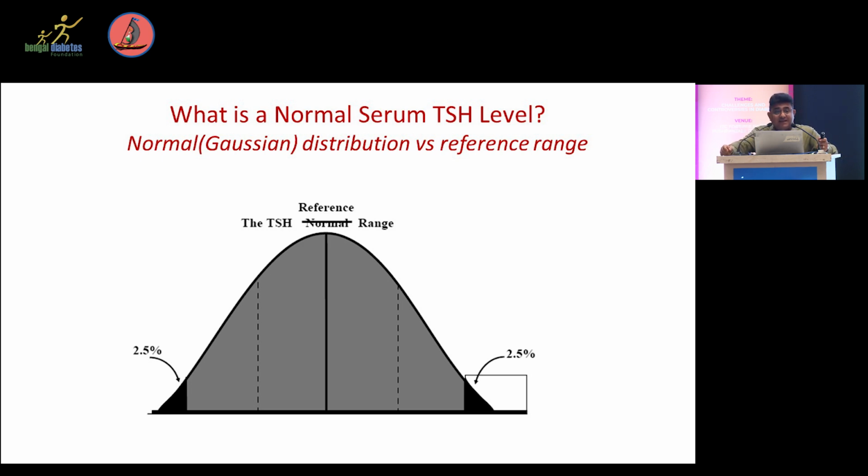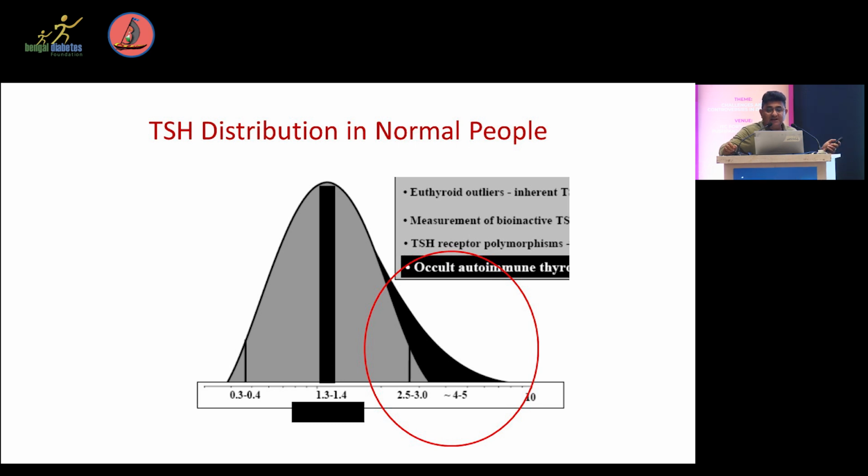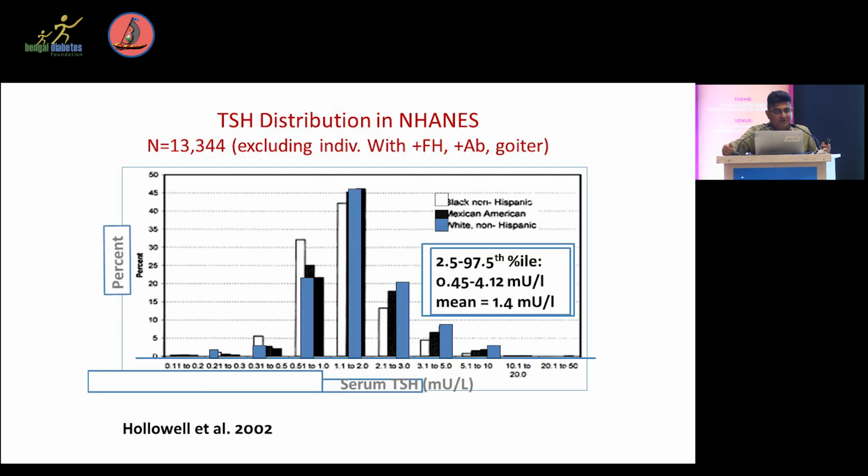But for TSH, there are some interesting observations. For example, there will be some euthyroid outliers. That means some people may have a high TSH like 6 or 7, but they can actually be euthyroid. And there could be people with autoimmune thyroid disease going on whose TSH is absolutely normal. So this is somewhat fallacious. That's why we have to be very careful in making a diagnosis of subclinical hypothyroidism.